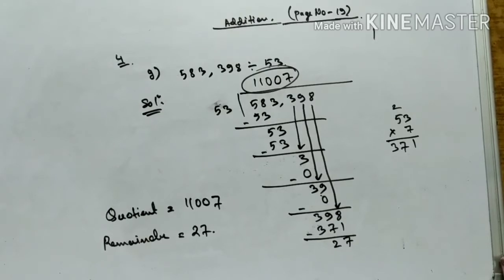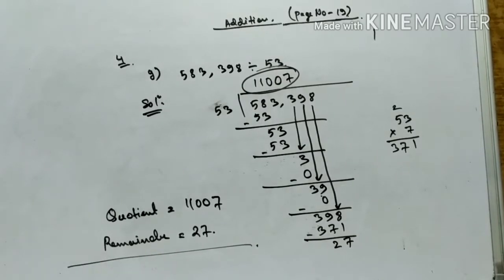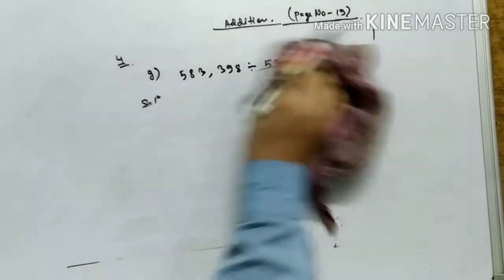This one I have done, number 4, number G. So yes, quotient is 11007 and remainder 27. That's why I have chosen this sum. This one you remember, very important. Next, another sum I will do.